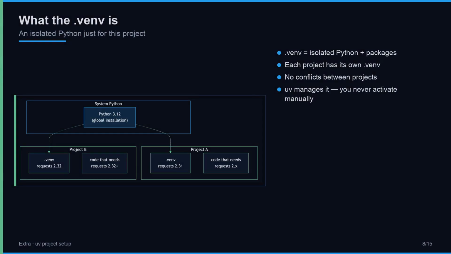Keep production lean. Let us understand the .venv folder. It is a virtual environment, a complete, isolated Python installation just for this project.